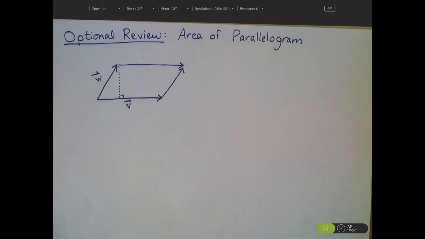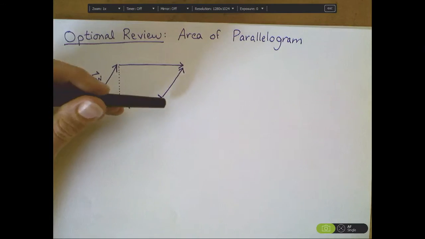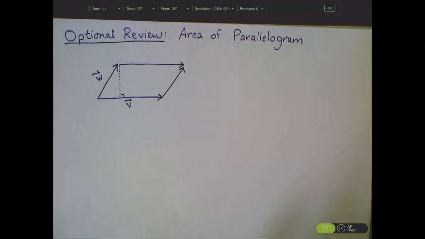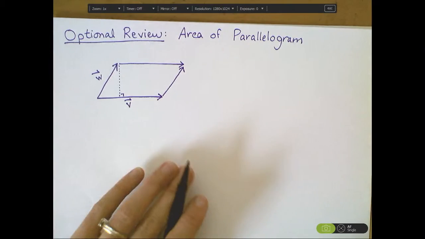Quick review. How do you find the area of a parallelogram when two sides of the parallelogram are defined by vectors in 2 or 3 or actually n-dimensional space? I'm going to flatten this down into 2-dimensional space because it's easier to visualize, but it holds for higher dimensions as well. What's the area of a parallelogram?